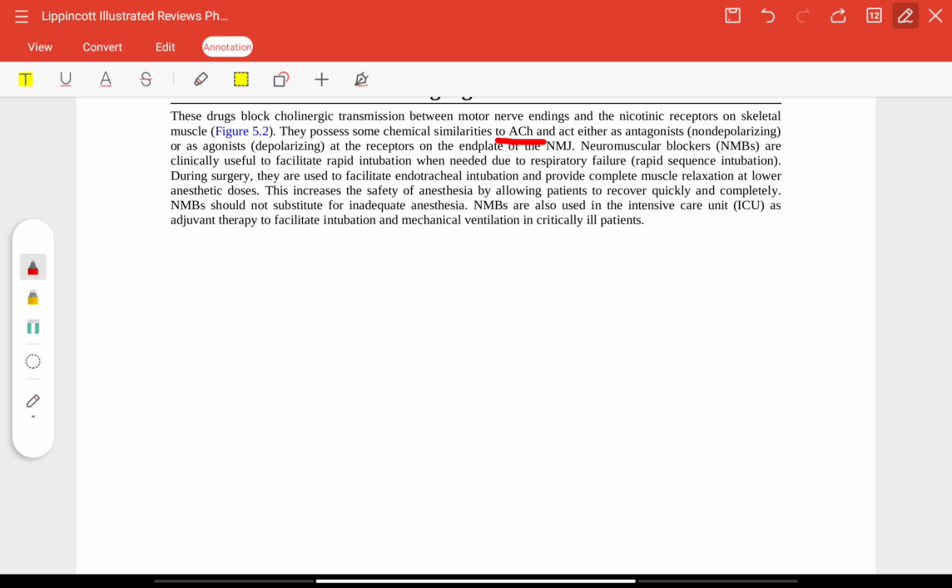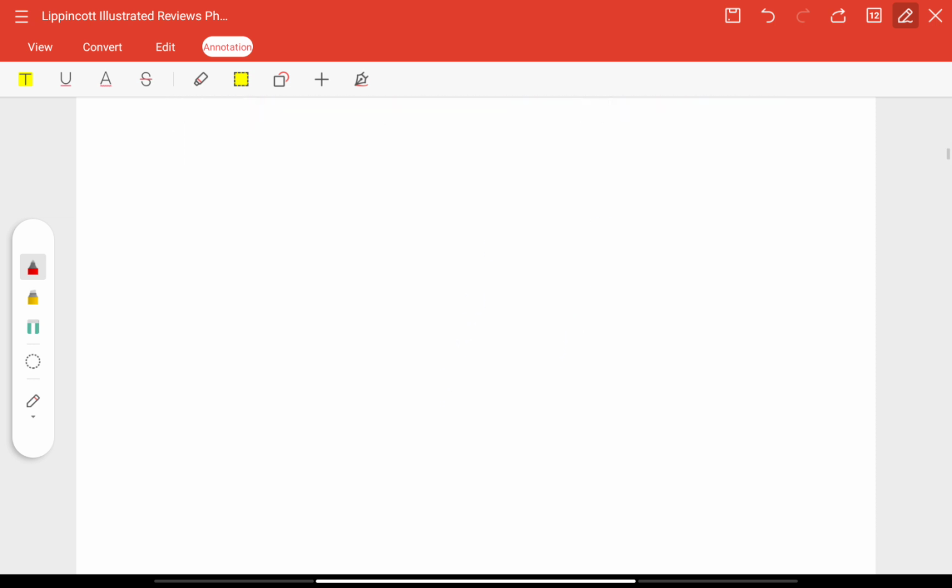Now, blockers facilitate intubation, rapid intubation when it is needed, when you have respiratory failure, endotracheal intubation, and provide complete muscle relaxation at the lower anesthetic doses. This increases the safety of anesthesia by allowing the patients to recover quickly and completely. These are used in ICUs.